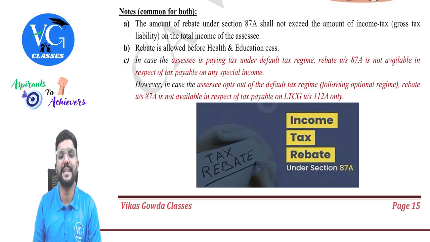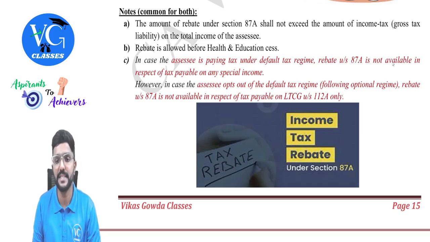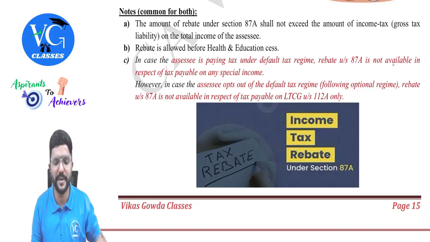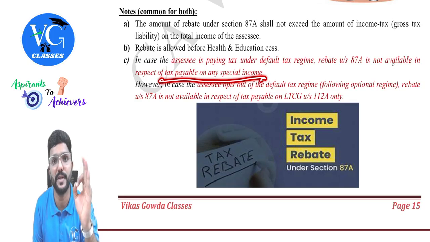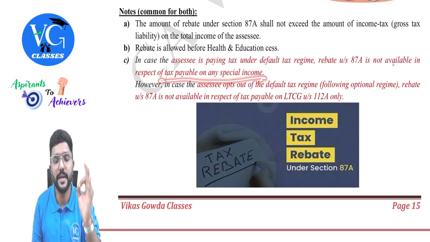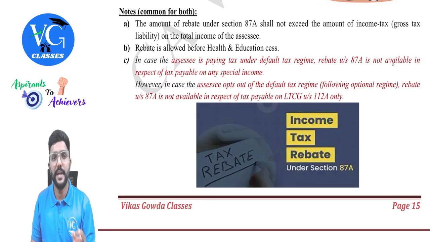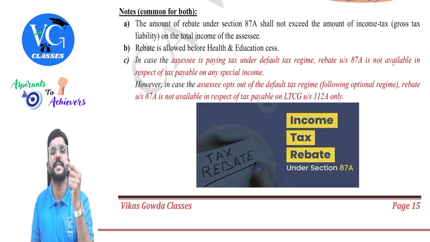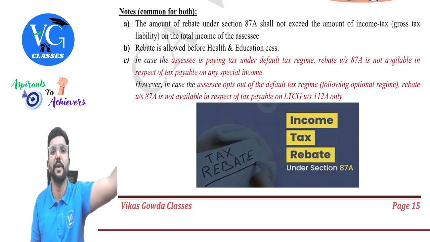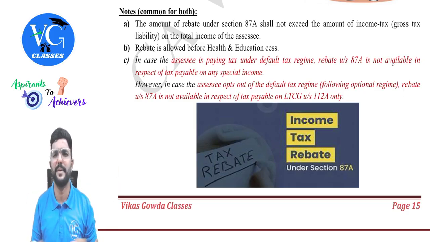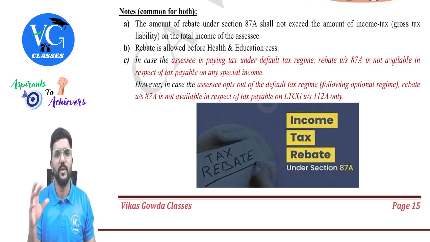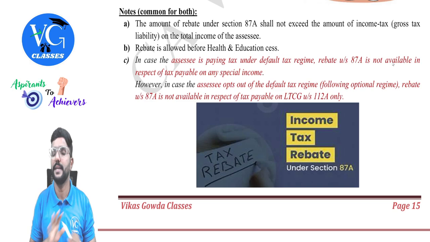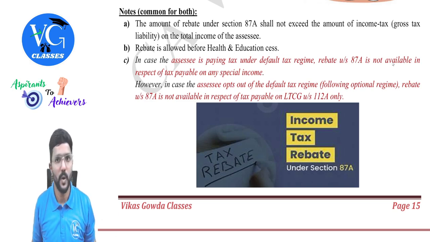In case the assessee is paying tax under the default tax regime, rebate under Section 87A is not available in respect of tax payable on any special income. Under the default regime, any tax which is supposed to be paid by the assessee on special income, no rebate. Whether it is long-term capital gain, short-term capital gain under Section 111A or casual income. If the assessee has any of this special income, whatever tax he is supposed to pay on that, he cannot claim it as a rebate.